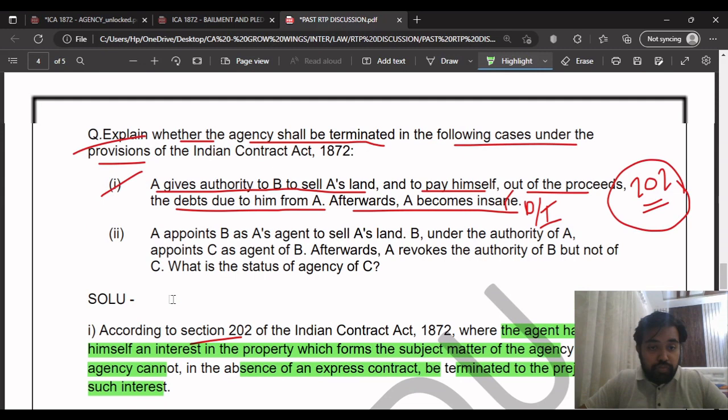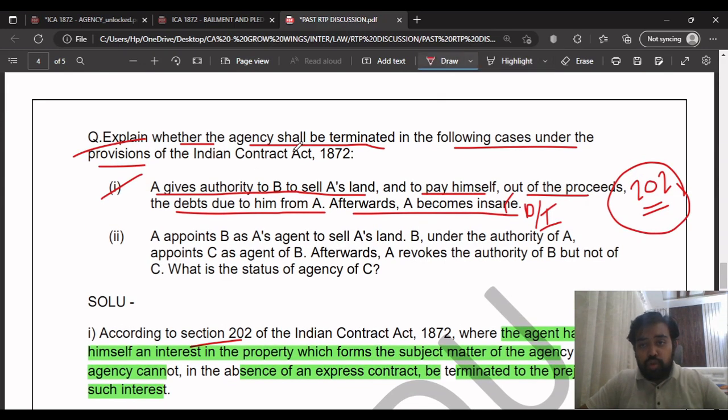Understood. Next, question number 2. What they're saying here is A appoints B as A's agent to sell A's land. B, under the authority of A, appoints C as agent of B. Afterwards, A revokes the authority of B but not of C. What is the status of the agency of C?